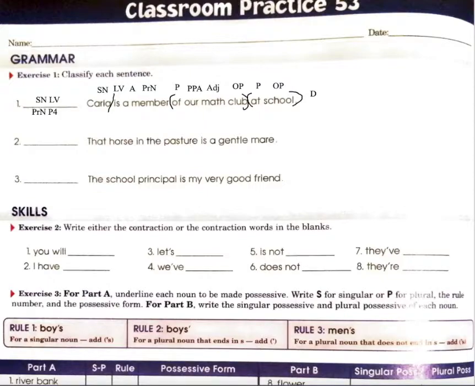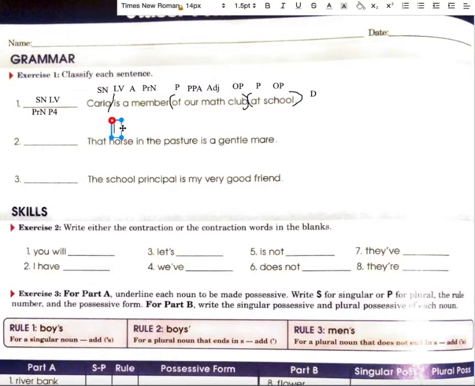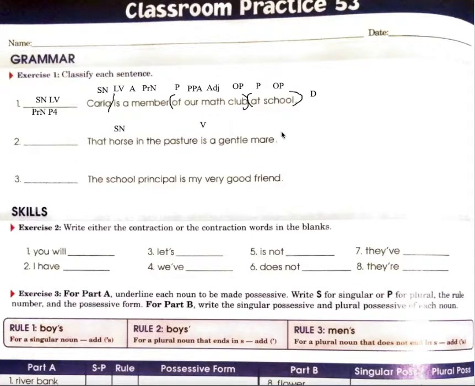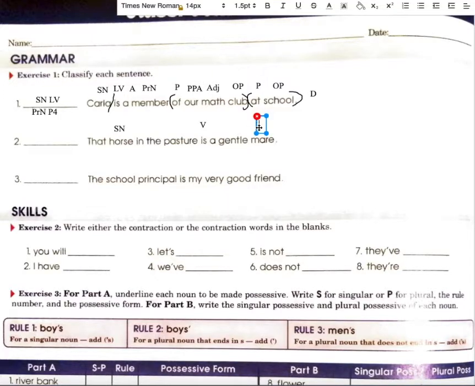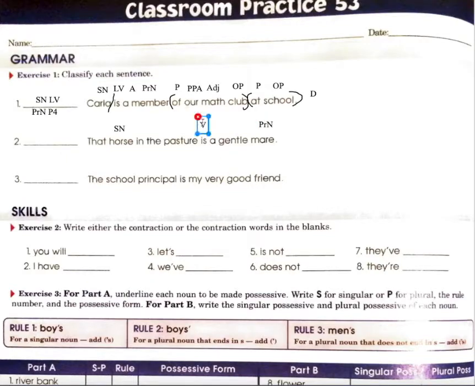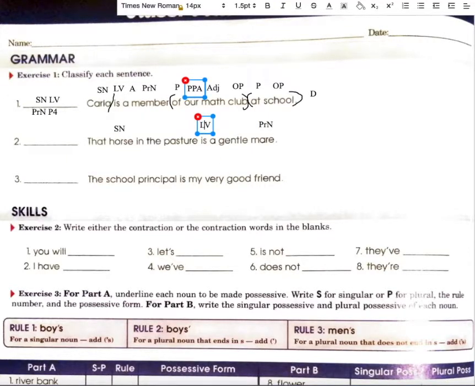Number 2, that horse in the pasture is a gentle mare. What is a gentle mare? Horse. Subject noun. What is being said about horse? Horse is. Is a verb. Horse is what? Mare. Do horse and mare mean the same thing? Of course, yes, they're actually synonyms for each other. They're referring to the exact same thing. So mare is a predicate noun, and that means this verb is actually a linking verb.